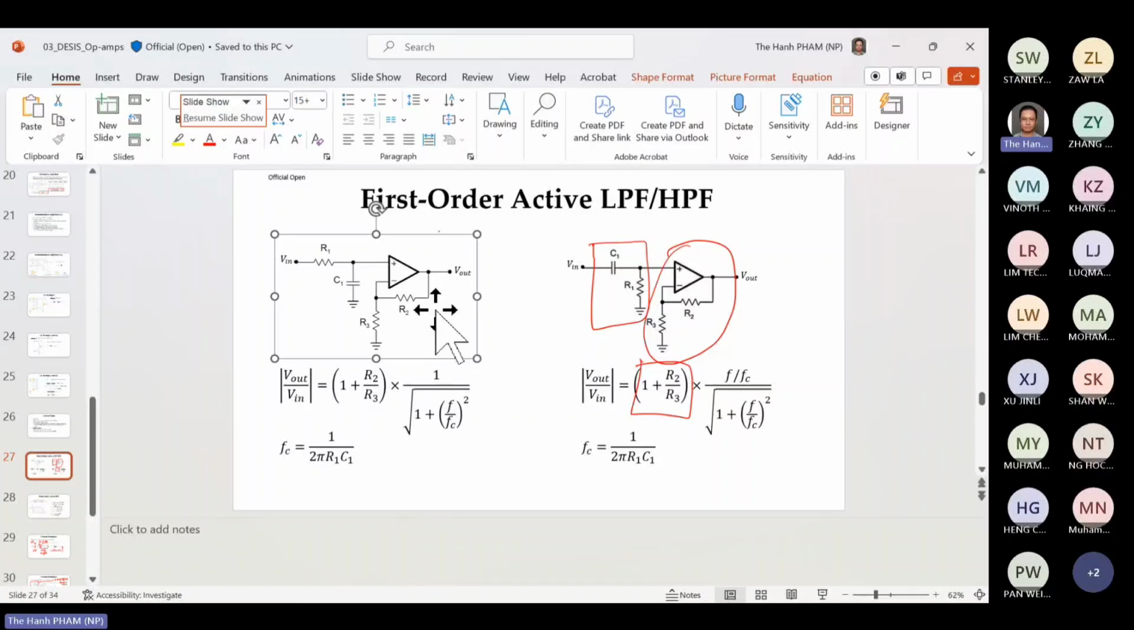So imagine, suppose you use this one as a low pass, right? This one is a low pass. This one is a high pass. And imagine if you design the gain to be 10 and 10, then the ratio of this should be 9, right? Agree? Because this one is a gain, this one is a gain. So it should be 1 plus 9, it should be 10.